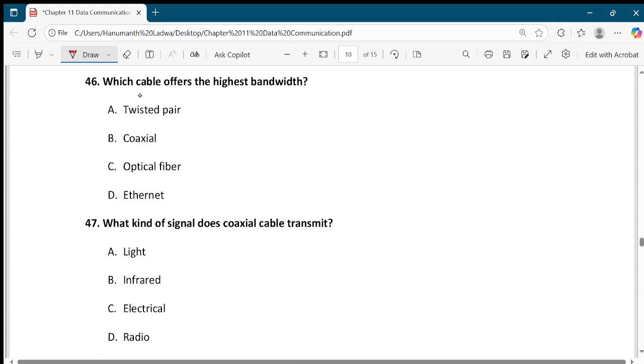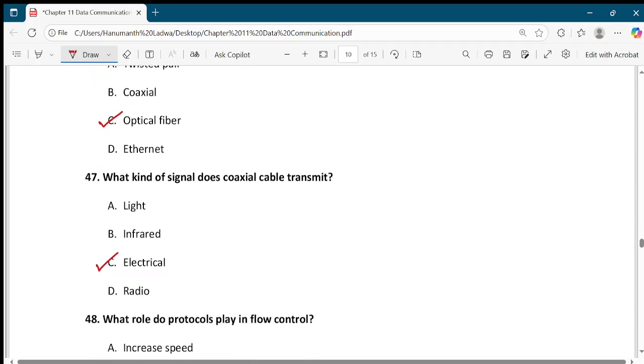Question number 46. Which cable offers the highest bandwidth? Option A, twisted pair, B, coaxial, C, optical fiber, D, Ethernet. So here option C, optical fiber, is the right answer. Question number 47. What kind of signal does coaxial cable transmit? Option A, light, B, infrared, C, electrical, D, radio. So here option C, electrical, is the right answer.